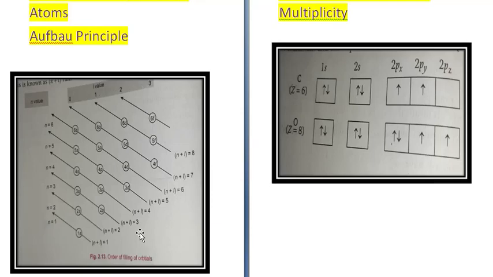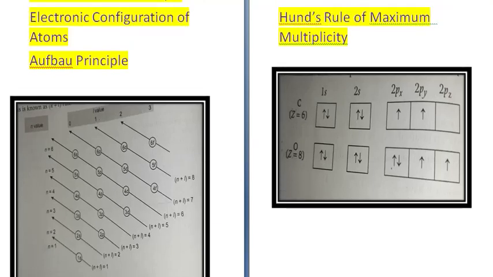Another rule for filling up of electrons, or for electronic configuration, is Hund's rule of maximum multiplicity. It says that as far as possible, the number of unpaired electrons in orbitals of a given subshell is maximum, and unpaired electrons have parallel spin. So what is the meaning of this?